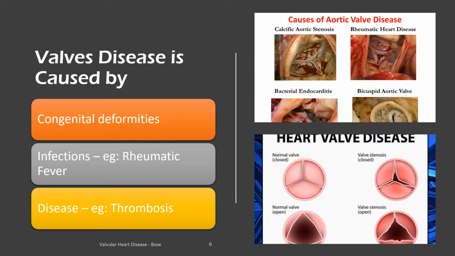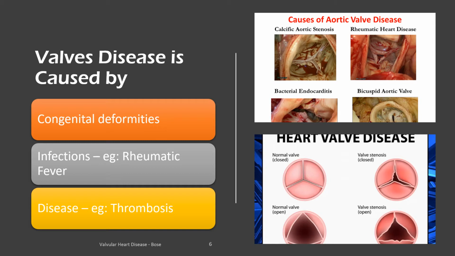Under certain circumstances, these valves may be either anomalous or defective because of disease. Valve disorders may be caused by the presence of congenital anomalies and deformities, or they may be damaged from processes of infections such as rheumatic fever or disorders such as thrombosis.